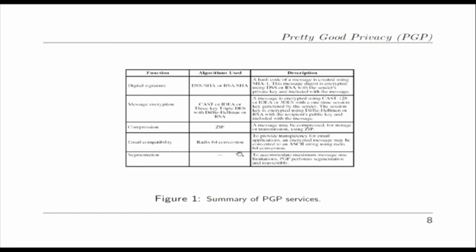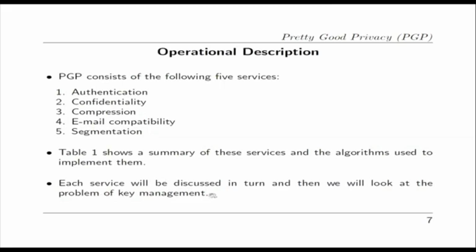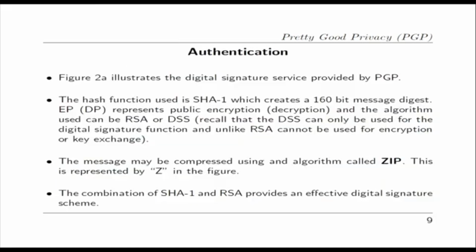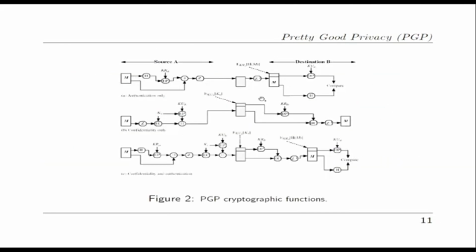So this is the algorithm we use, the radix 64 conversion, and then the segmentation we do. This is one of the services by PGP. We will discuss each service in more detail. So let us talk about the authentication service by PGP. Let us go to this figure, which shows us the authentication service of PGP.